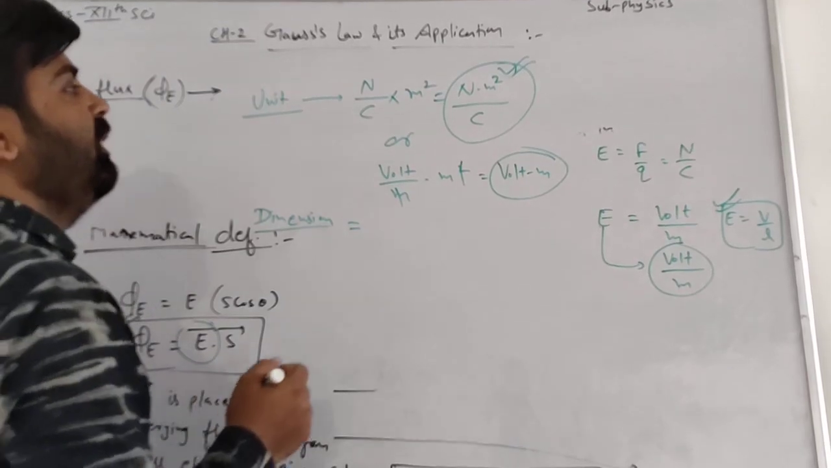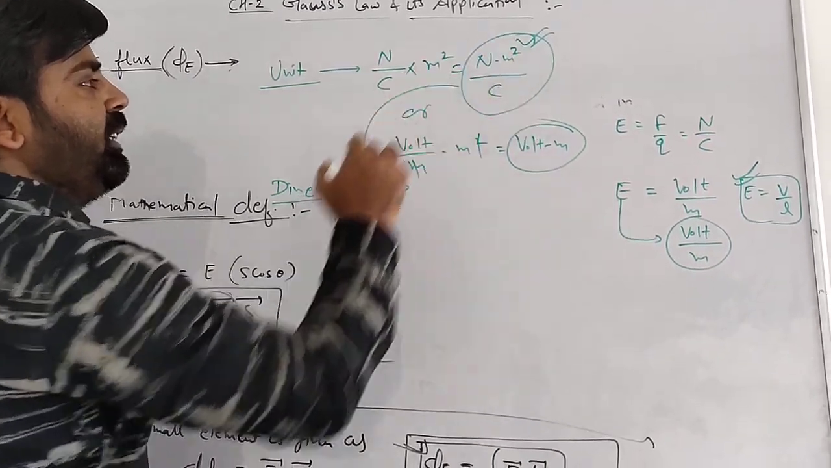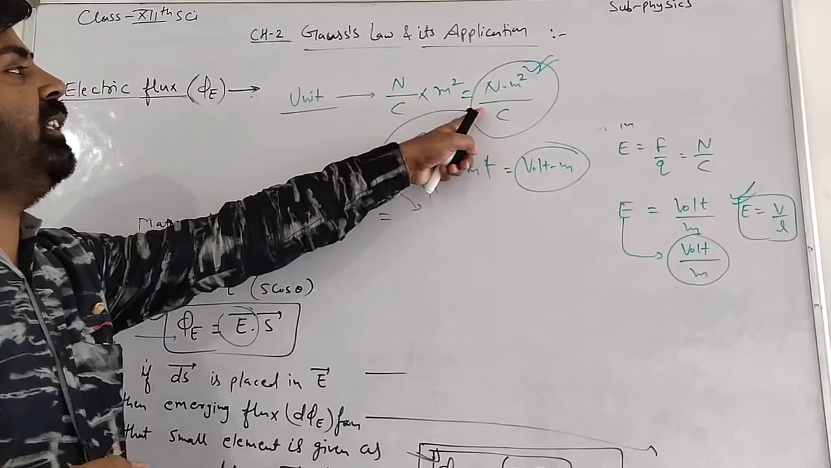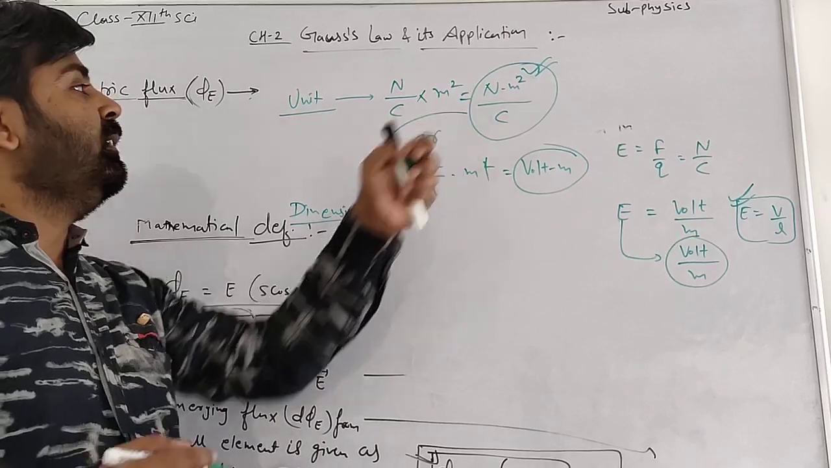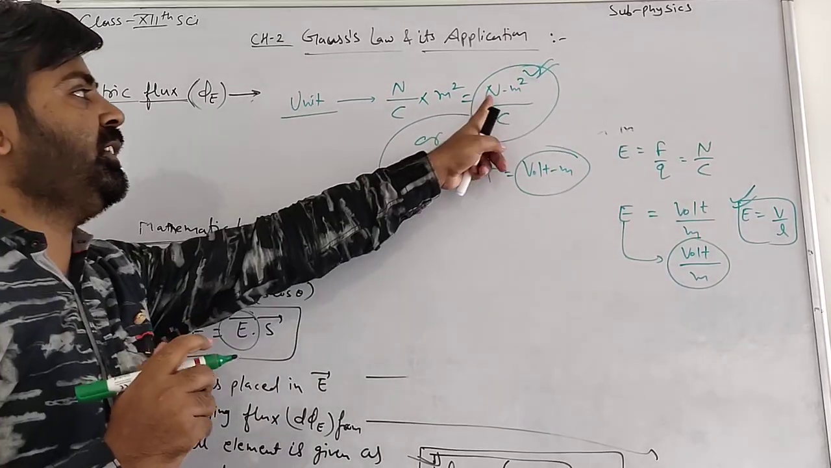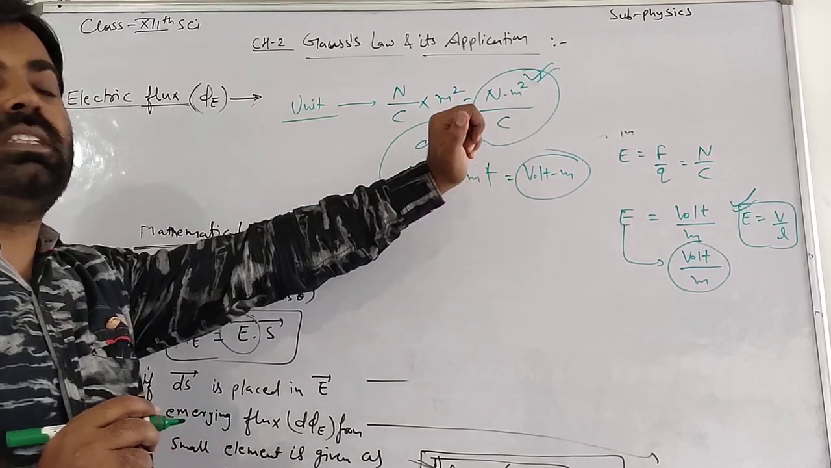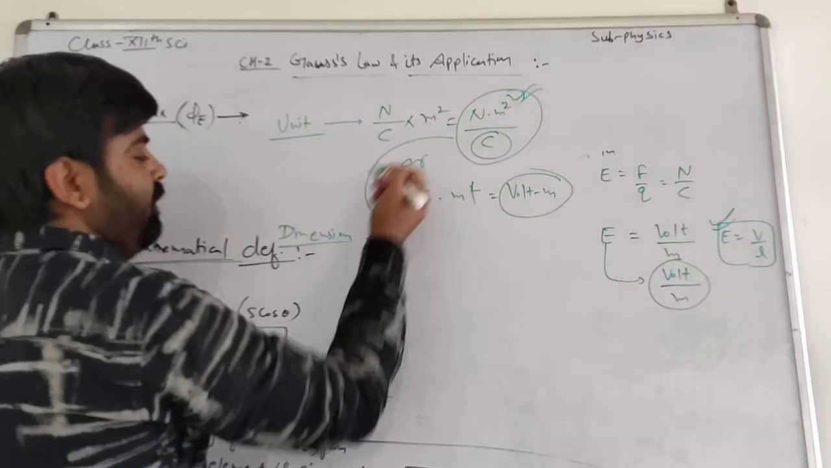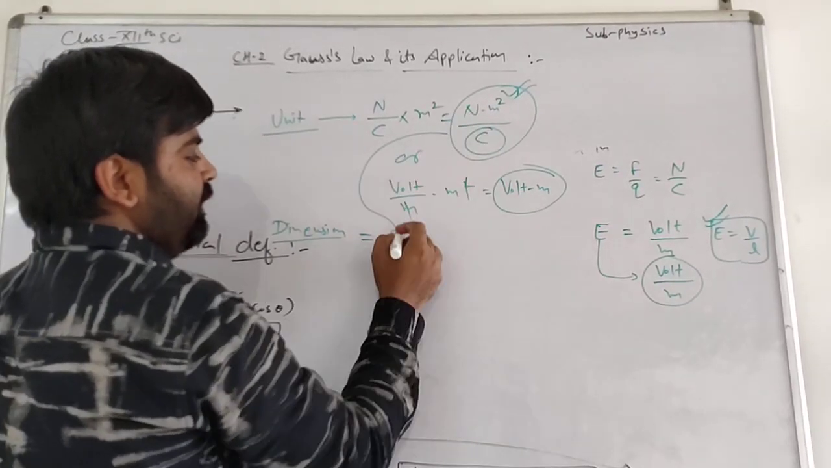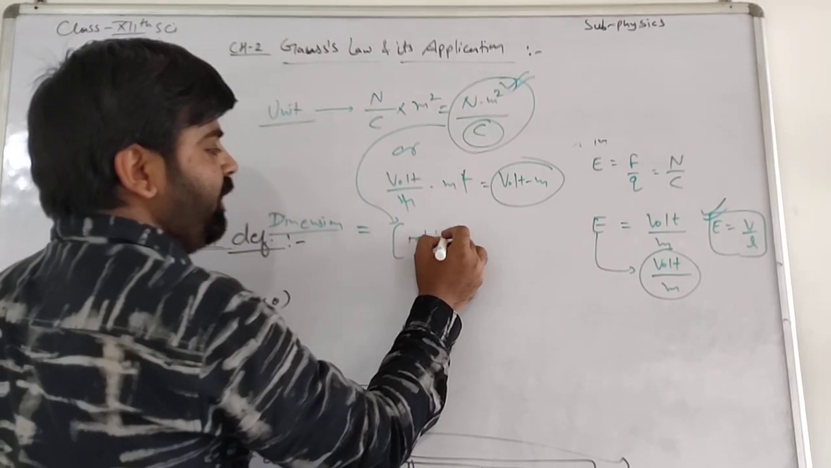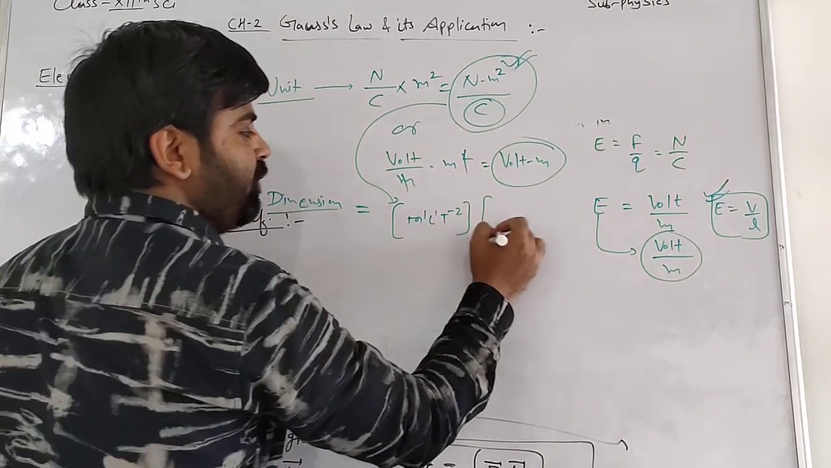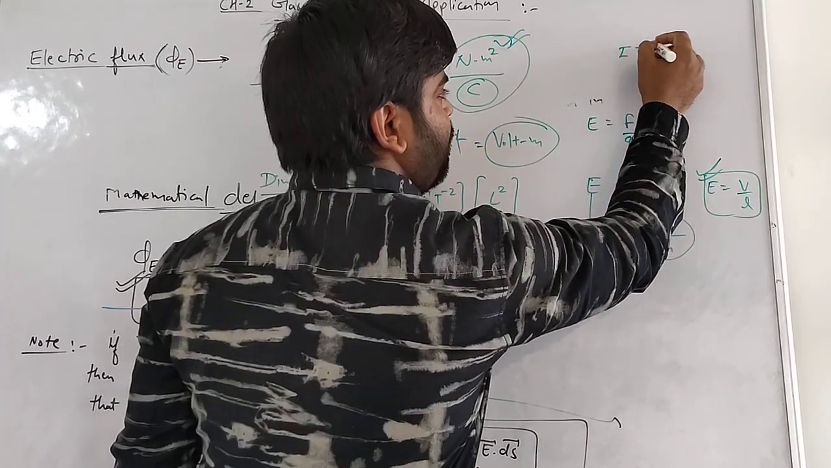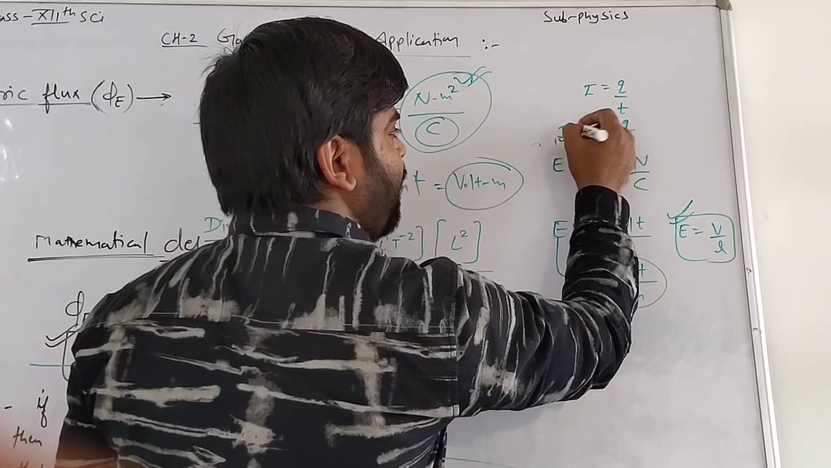Its dimension is found from newton meter square upon coulomb, which is very easy. As we studied in mechanics, the dimension of newton and meter, and coulomb is discussing electricity. So the dimension of electric flux is firstly the dimension of newton, which is M1 L1 T minus 2, and the dimension of meter square, L2, and the dimension of coulomb. Current I is equal to q upon t, so q is equal to It.